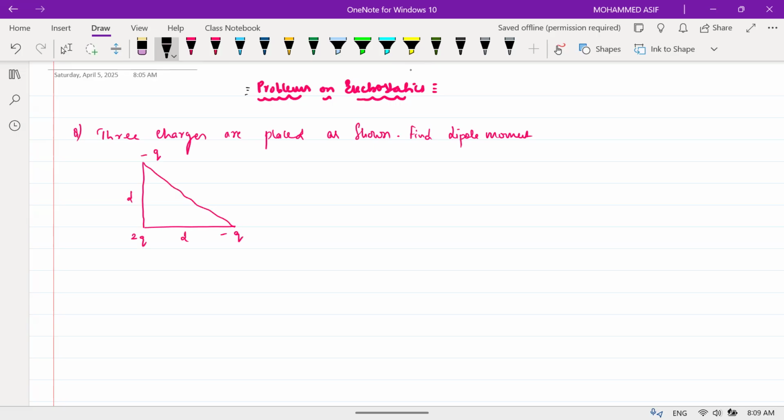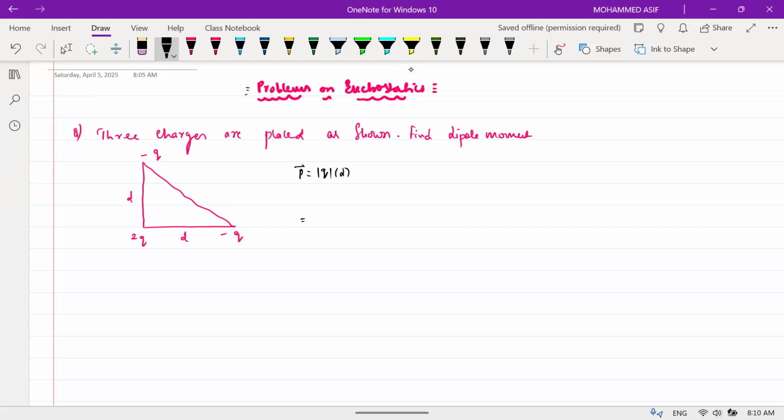Find the dipole moment. Dipole moment is always defined as what, beta? P bar is equal to magnitude of the charge into distance between them. That is nothing but equal to your d. But tell me how many pairs will it make, beta? Dipole moment is always between positive and negative, isn't it?